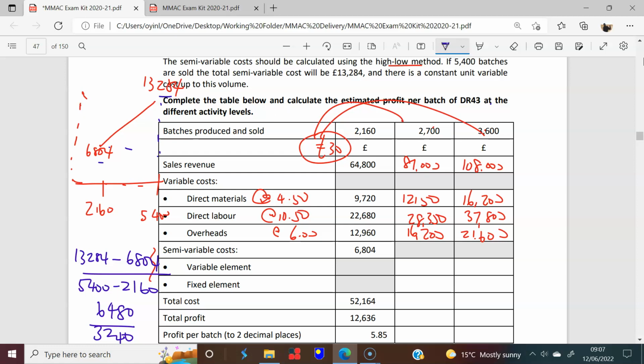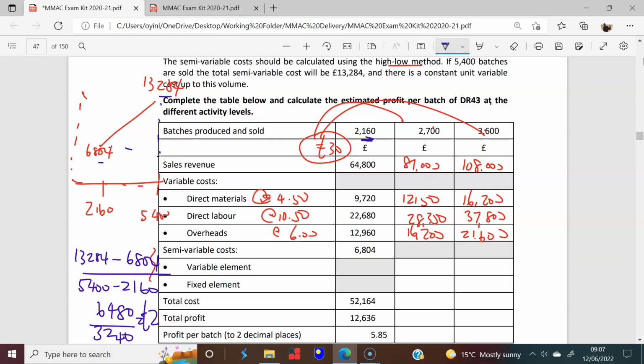6480 divided by 3240 is £2. So you have a £2 variable charge. Let's work out the fixed element. Let's pick this one, right?